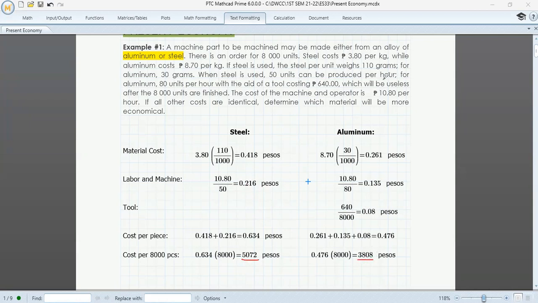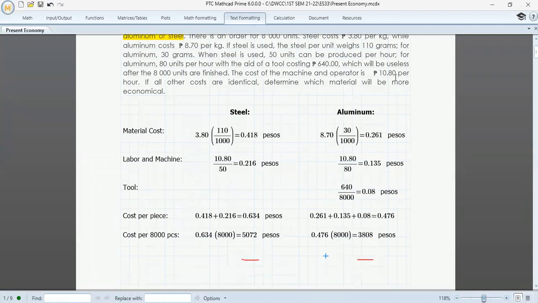We can now make conclusion. Pwede na natin silang pagkumparahing dalawa. Pero before you make conclusion, tingnan muna, ano ba yung tinatanong? Kasi mahalaga na malaman mo kung ano yung tanong. Kasi para tama yung ibibigay mong sagot. Tama ba? Determine which material will be more economical. Alin daw ang mas economical? So given na si steel ay gagastos tayo ng 5,000 and si aluminum ay 3,000, ano ang magiging conclusion natin?